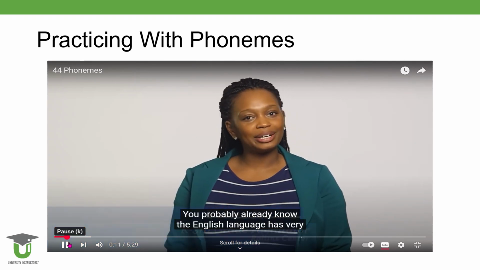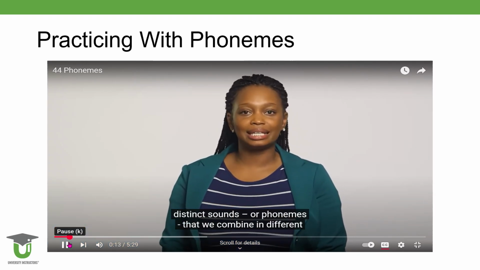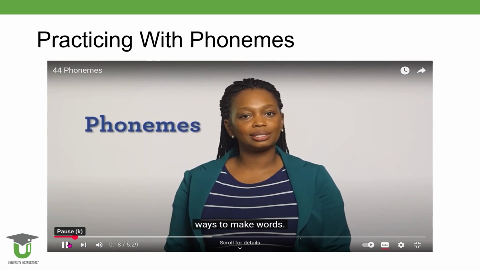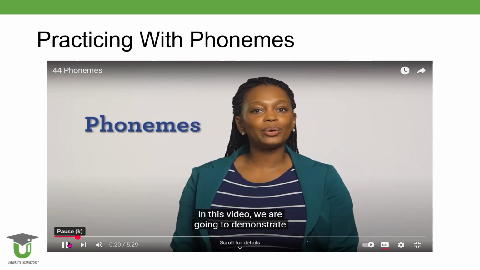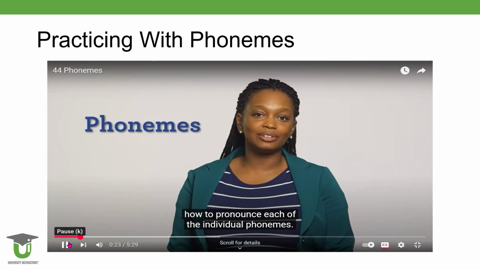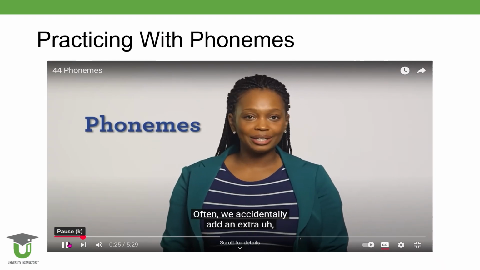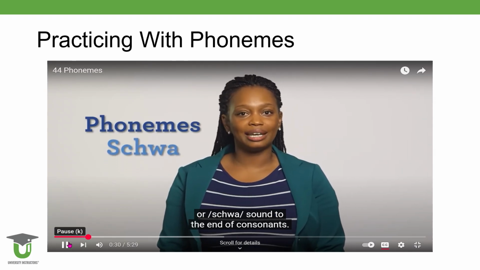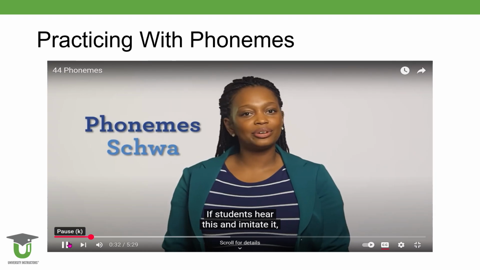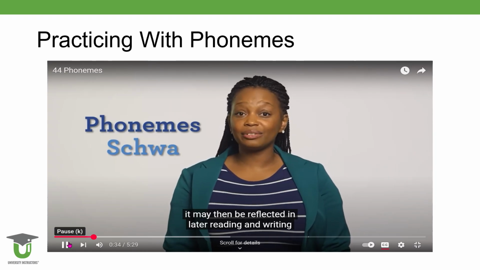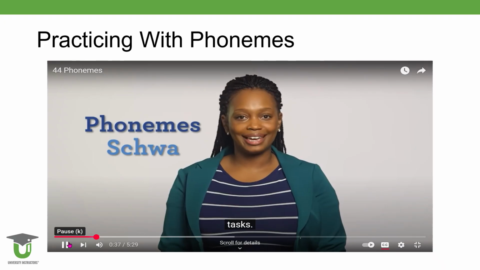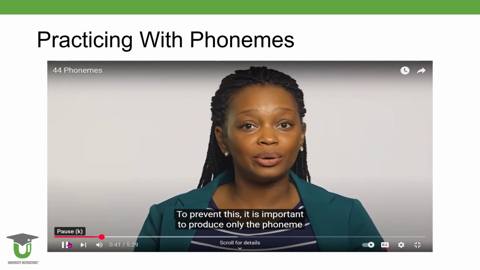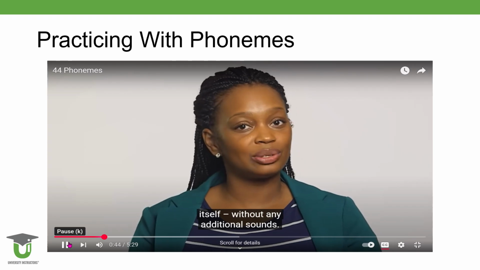You probably already know the English language has very distinct sounds, or phonemes, that we combine in different ways to make words. In this video, we are going to demonstrate how to pronounce each of the individual phonemes. Often, we accidentally add an extra uh, or schwa sound to the end of consonants. If students hear this and imitate it, it may then be reflected in later reading and writing tasks. To prevent this, it is important to produce only the phoneme itself without any additional sounds.